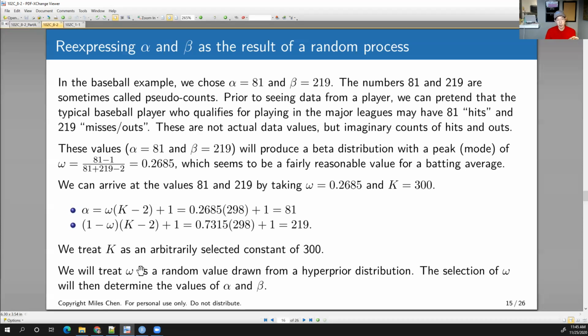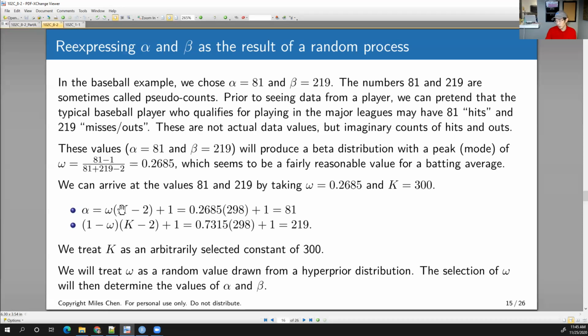The random draw of omega will determine alpha and beta. So rather than drawing alpha directly and beta directly, we're going to draw omega, and we're going to plug omega into this formula or equation to get the value for alpha and beta. Once you have omega, alpha is determined, okay?